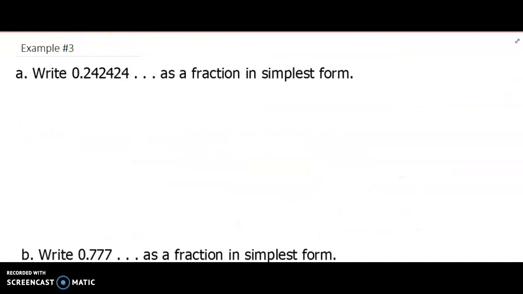All right, so let's look at example 3. Now, example 3, these are really fun to me. I don't know, call me a nerd. But these are really intriguing.